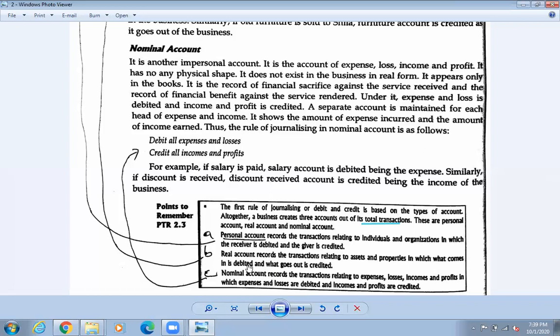So next one is nominal account. Nominal account records the transactions relating to expenses, loss, income, and profit, in which the expenses and loss are debited and the income and the profit are credited.